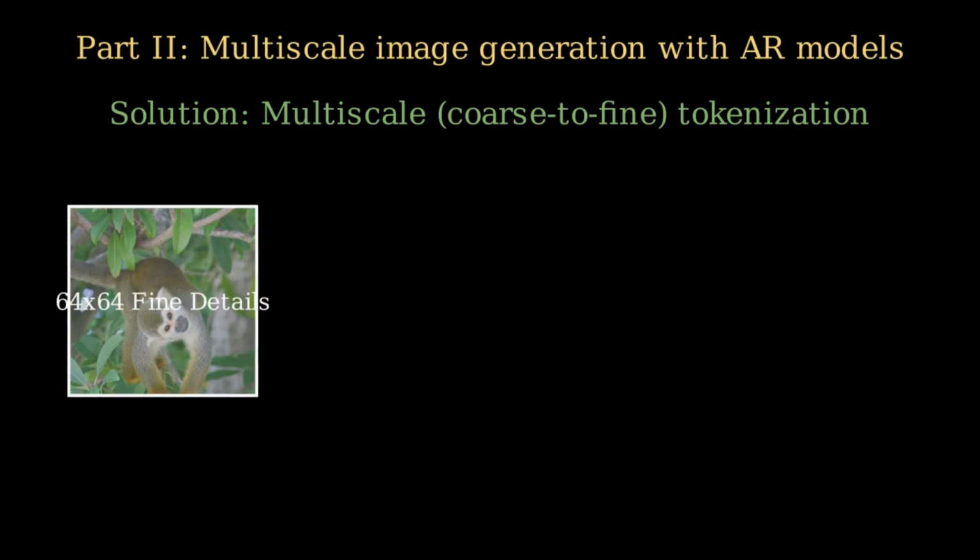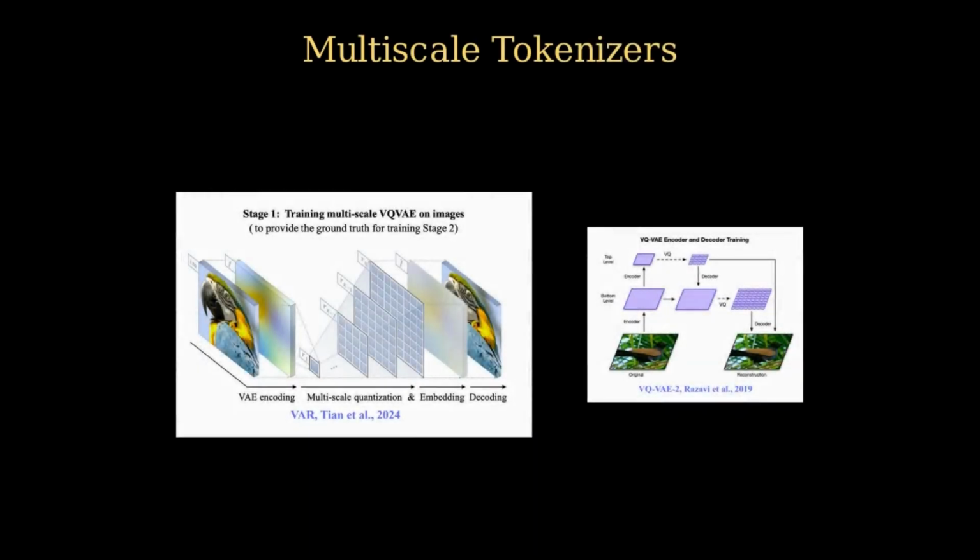The solution lies in multiscale, coarse-to-fine tokenization. Instead of predicting an image blindly from left to right at full resolution, we force the model to grasp the global picture first at a very low resolution, and then iteratively refine it by adding high-frequency detail. This brings us to advanced multiscale tokenizers like Visual Autoregressive Modeling, VAR, and VQ-VAE-2. Looking at their pipelines, you can see a hierarchical approach. VQ-VAE-2, for instance, uses a top-level encoder for the coarse, global features, and a bottom-level encoder for the fine details.